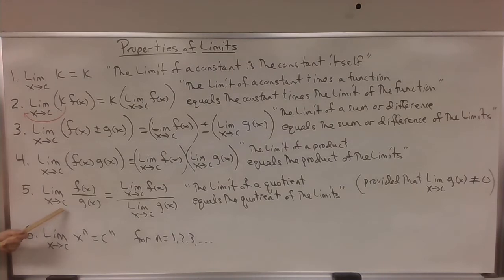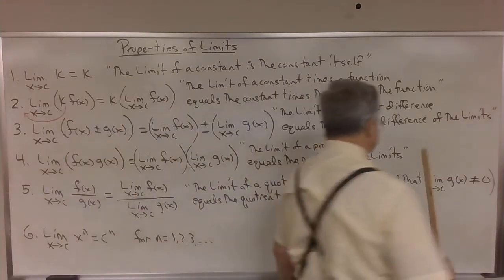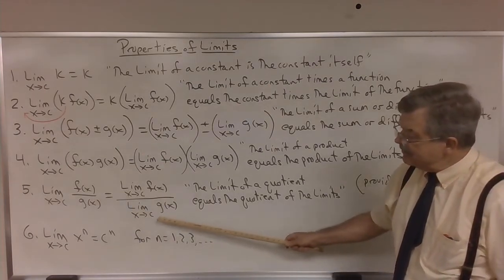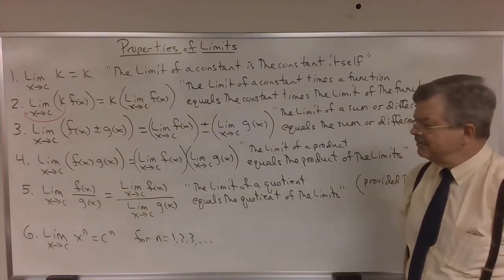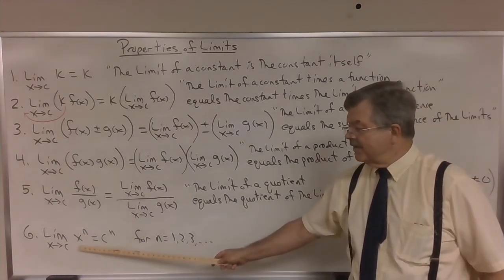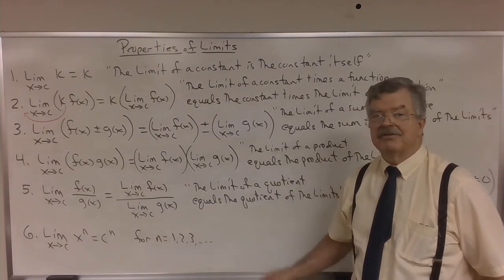And next, the limit of a quotient is equal to the quotient of the two limits. If we're computing the limit of a quotient, we can compute the limit of the numerator and compute the limit of the denominator, and then divide. And that works provided that the limit of the denominator is not 0. As long as the limit of the denominator is not 0, this works. And then last, if we have the limit of x raised to a power, we can just plug in the number that x is approaching.